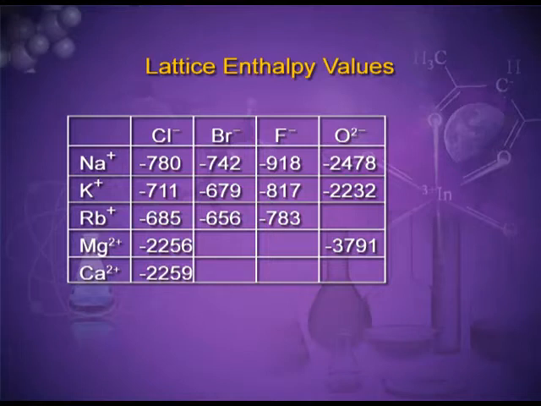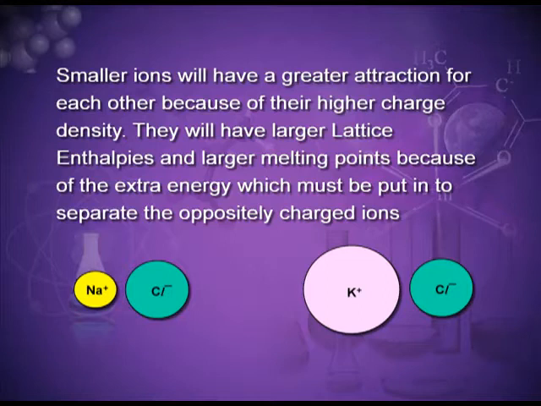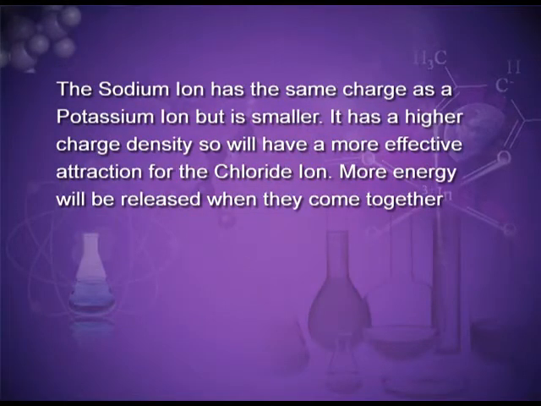Let's see from the figure also. In the figure you can see that the size of the sodium ion is smaller than the size of the potassium ion, although both have +1 charge. Both are making a bond with the chloride ion. The size of the chloride ion is same for both. Since the size of the sodium ion is smaller, it has higher charge density as compared to the potassium ion. Therefore, the bond between the sodium ion and the chloride ion is stronger as compared to the bond between the potassium ion and the chloride ion.